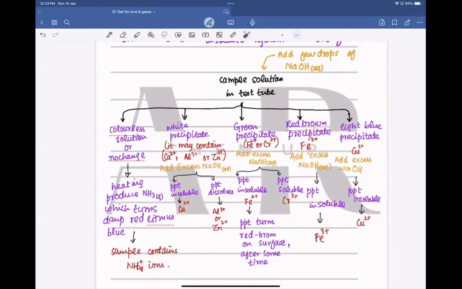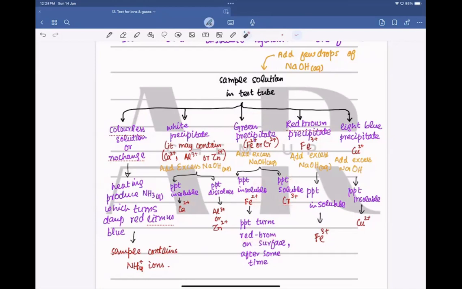Okay, now on adding a few drops of sodium hydroxide in the sample solution, if we get a green precipitate, then it means it has an iron 2 positive ion or a chromium 3 positive ion. Then we add excess sodium hydroxide, and if the precipitate remains and doesn't dissolve, it means it contains an iron 2 positive ion. If we keep the solution, the surface of that precipitate turns red brown, like iron corroding. And if the precipitate dissolves, then it is a chromium 3 positive ion.